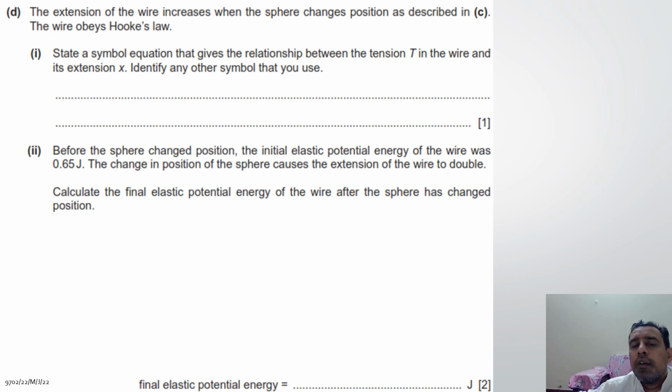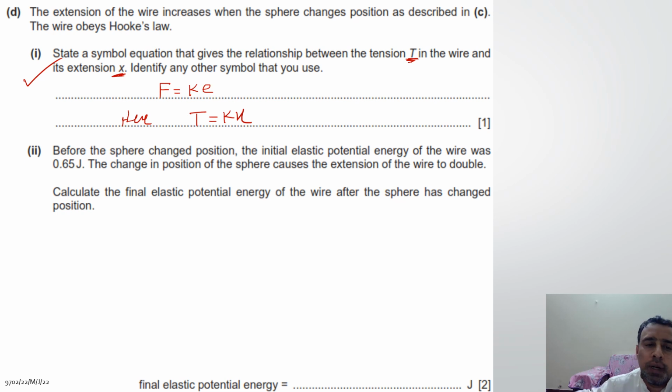The symbol for the equation gives the relationship between the tension in the wire. This is actually the force in the wire and the extension. You know that according to Hooke's law, F is equal to kx, and here we may write it as T is equal to kx.